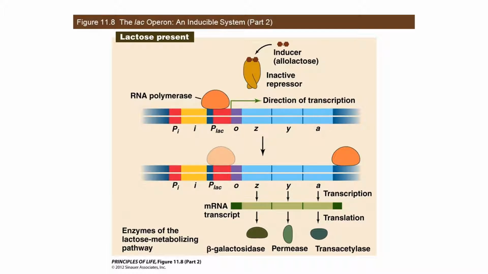Once lactose becomes present, as you can see at the top of this picture, lactose attaches to the repressor. It causes the repressor to change shape. As it changes shape, that opens up the genes and allows RNA polymerase to attach to the promoter of the lac operon and zip its way down to the right through the Z gene, the Y gene, and the A gene. That creates an mRNA transcript, and that transcript of mRNA will then get coded into proteins that will allow lactose to be broken down and used as energy for the E. coli.